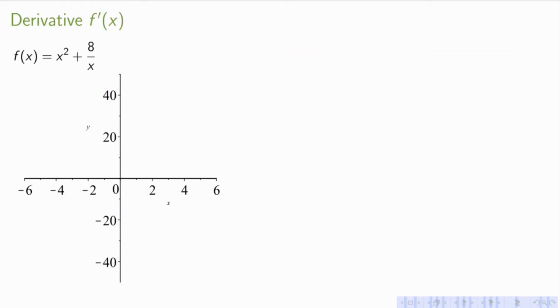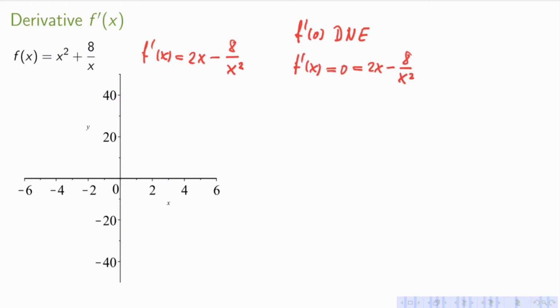If f is x squared plus 8 over x, then the derivative f prime is of course 2x minus 8 divided by x squared, using the power rule for differentiation. And again, I'm interested in where f prime is positive or negative, so that I can find the monotonicity. I know where it's increasing or decreasing, or where the critical points are. So we know already f prime at 0 does not exist, because you cannot divide by 0. But where is f prime equal to 0? So let's compute this out.